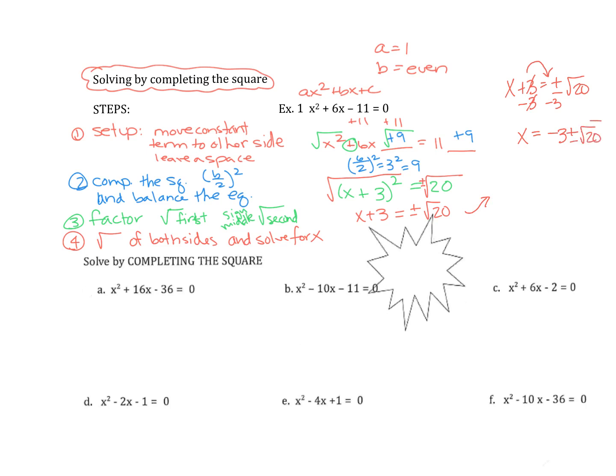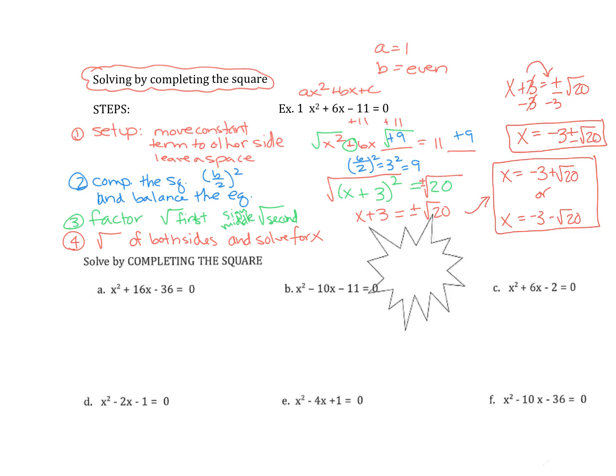So this is the answer that you're going to see a lot of times for these problems. It's really two answers. It's x equals negative 3 plus the square root of 20, and it's x equals negative 3 minus the square root of 20. So this is another way to write the exact same answer.